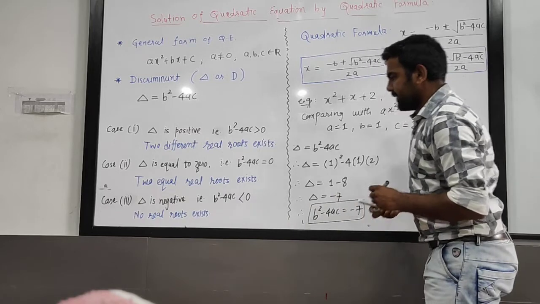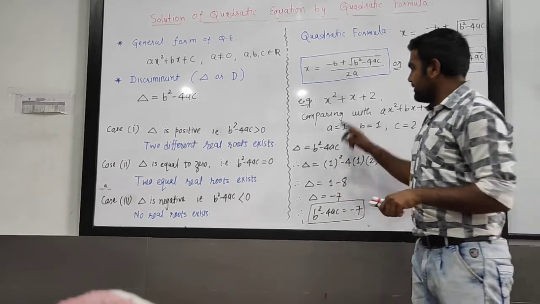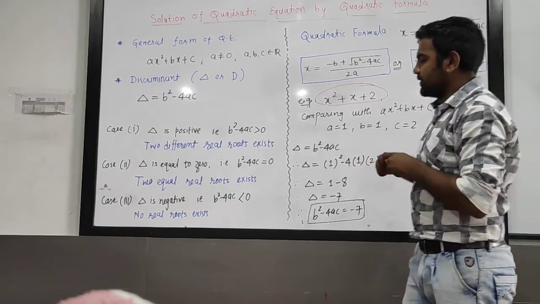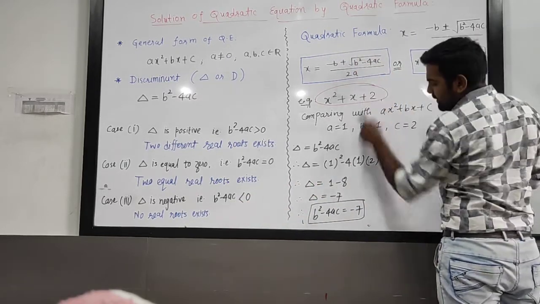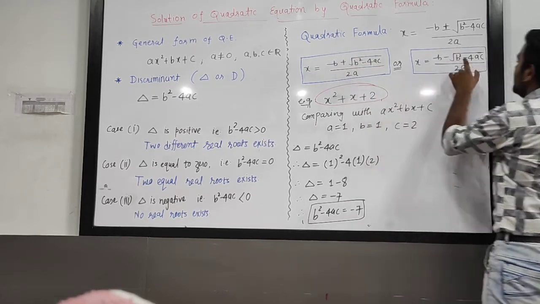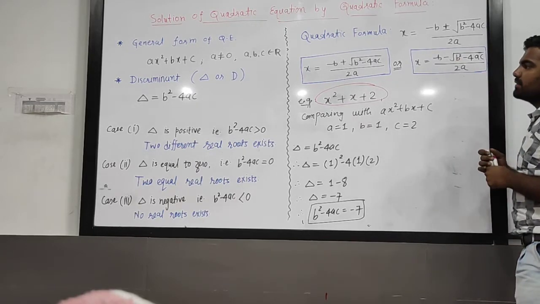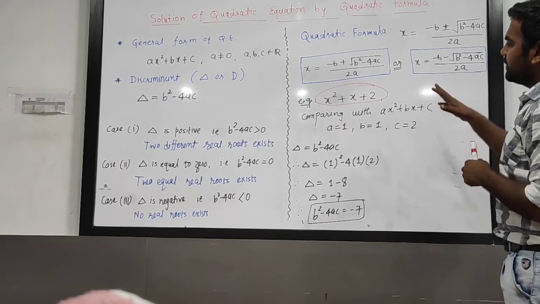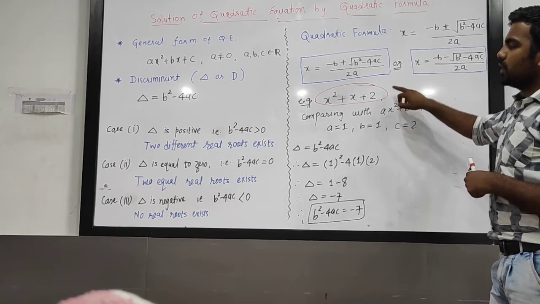Here the third case is delta is negative, that is b square minus 4ac is less than 0. So in this case, this quadratic equation x square plus x plus 2 has no real roots, because if we substitute this negative 7 here, then this quantity becomes square root of minus 7. Here also is square root of minus 7, and we know that we can't find the square root of a negative number. So that's why in this case the equation x square plus x plus 2 has no real roots.